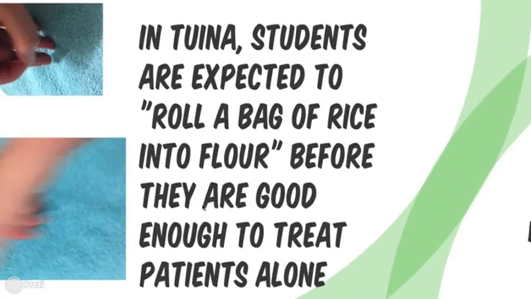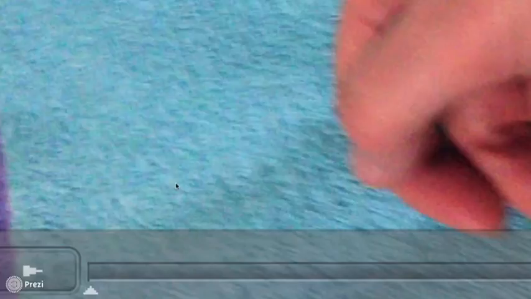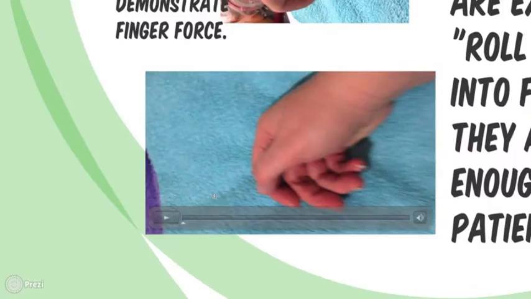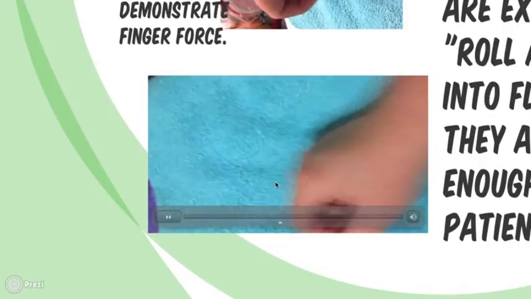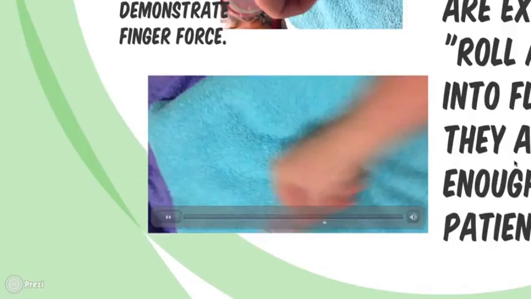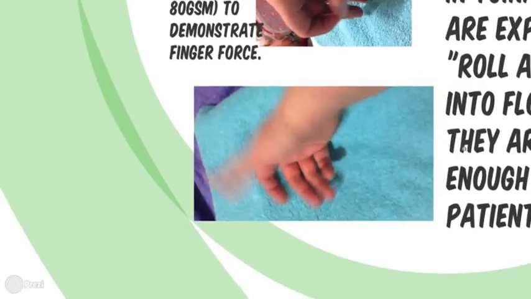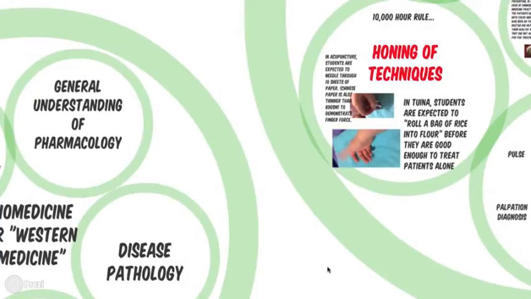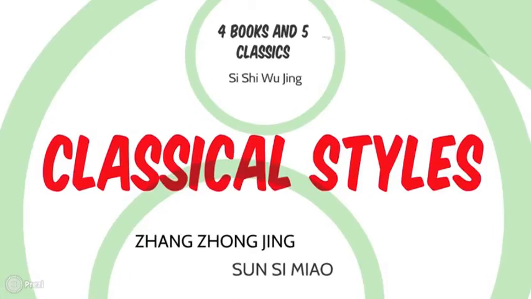Another way of proving their demonstration, in an aspect like Tui Na, Chinese massage, we have a thing called rolling, where they would have to roll a bag of rice. I think this video is going to work there. There you go. So they would have to roll a bag of rice into flour to demonstrate their rolling technique. So these are just different areas where we can see Chinese medicine encourages this honing of techniques.